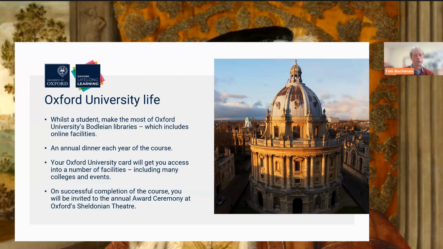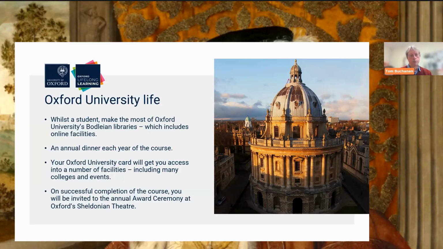But there are also almost 40 other libraries that make up the Bodleian libraries, and you would have access certainly to those that are relevant to your studies. That includes a lot of online facilities as well, and the amount of online material increases all the time, and is tremendously helpful, especially for accessing things like scholarly journals. So there's a tremendous amount that you could access through your university card.